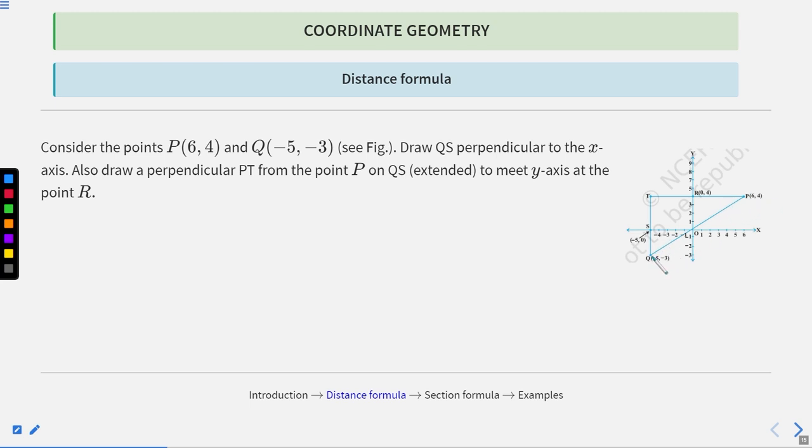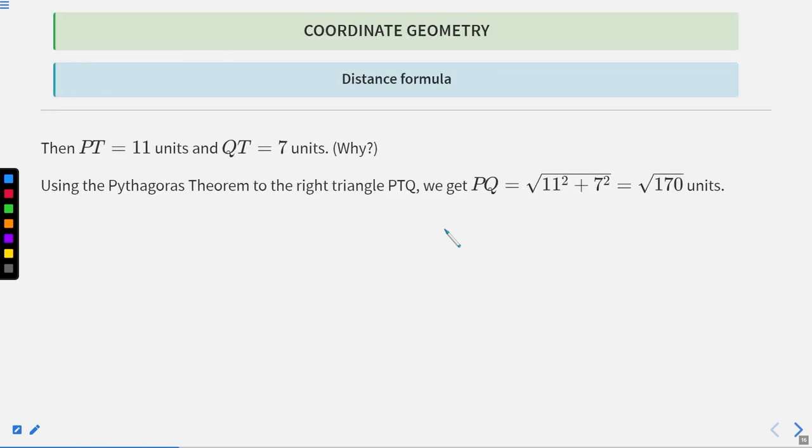Here we draw QS perpendicular to the x axis. Okay, and also draw the perpendicular PT from the point P on the QS extended line, and to meet the y-axis at the point R. So here this line segment meets the y-axis at the point R, and now PT is equal to 11 units.